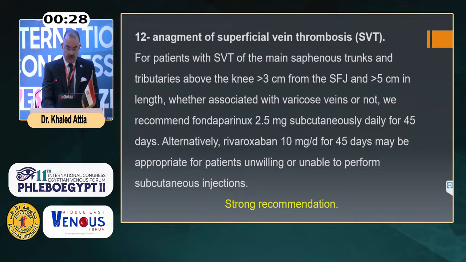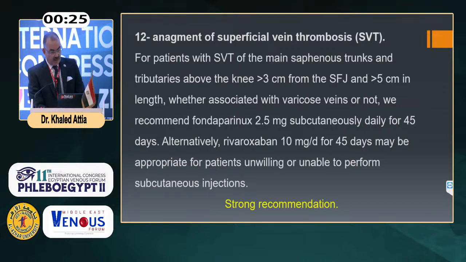Management of superficial vein thrombosis. For patients with superficial vein thrombosis of main saphenous trunk and tributaries above the knee, more than 3 centimeters from the saphenofemoral junction and more than 5 centimeters in length, whether associated with varicose vein or not, we recommend fondaparinux 2.5 milligram subcutaneously daily for 45 days. Alternatively, rivaroxaban 10 milligram per day for 45 days may be appropriate for patients unwilling or unable to perform subcutaneous injection. This is a strong recommendation.